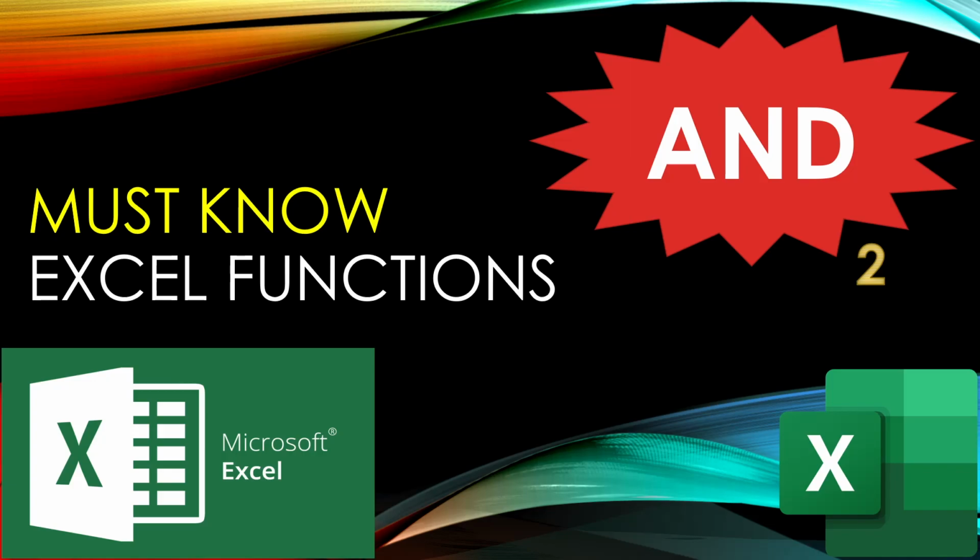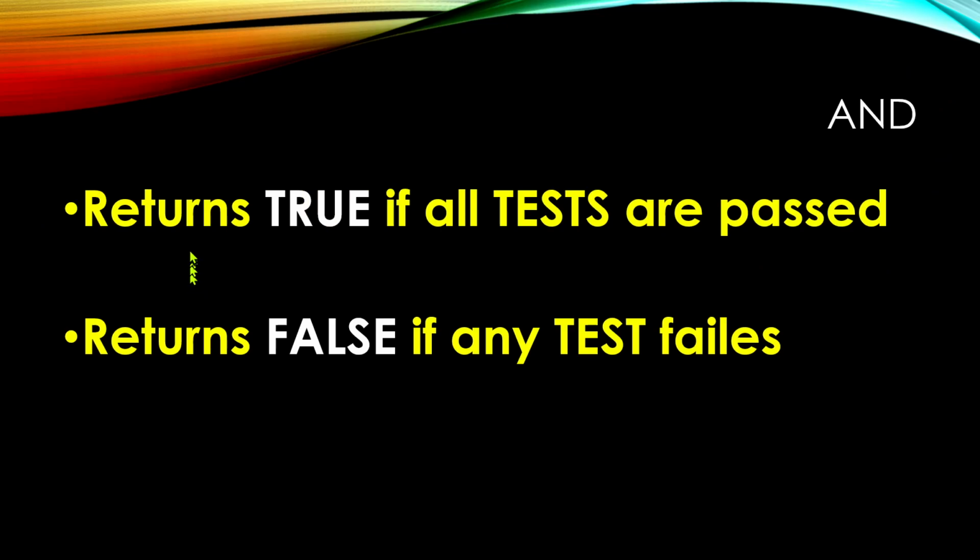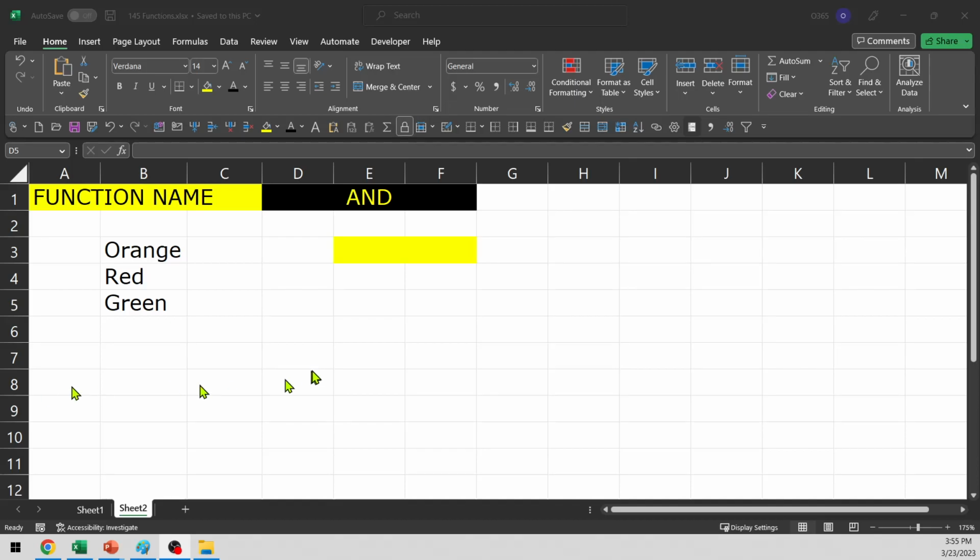Let's talk about AND function. It's a logical function. It returns true if all tests are passed and it returns false if any of the tests fails. In the last video, I created a logical test which was a single argument test.